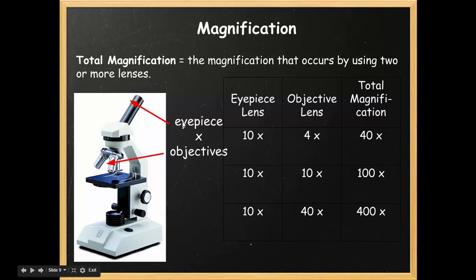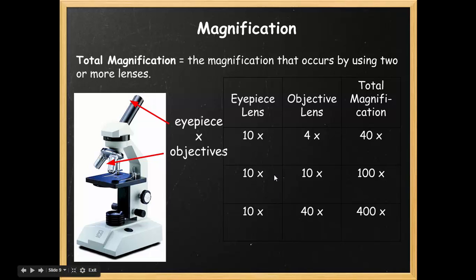Our objective lens has a 4. What you do is multiply them: multiply your eyepiece magnification by your objective lens magnification. So 10 times 4 gives us a total magnification of 40. That means that when we're using our 4x lens, our object will appear 40 times larger than it actually is, because we've also got that eyepiece lens magnification.